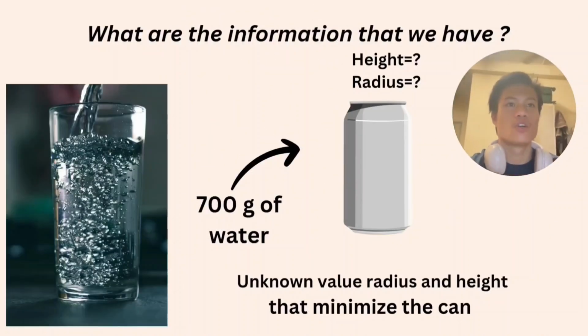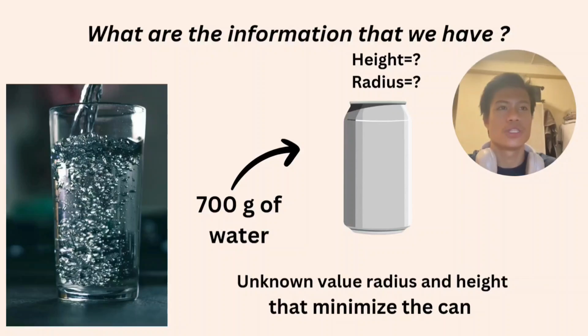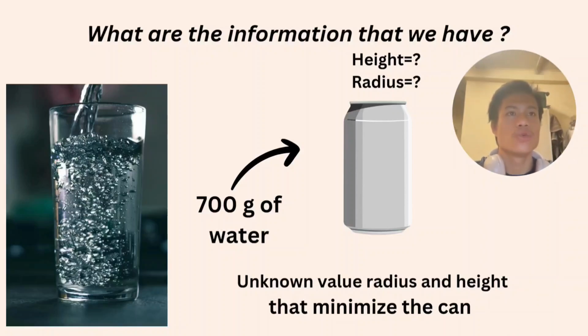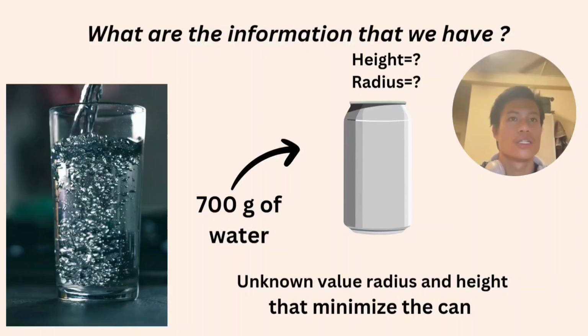So basically, a group of students wants to manufacture a new tin can that can fulfill 700 grams of water. They need to find the value of the radius and height of the tin can. So here we need to find the best height and the best radius that suit 700 grams of water so that we can minimize the can.